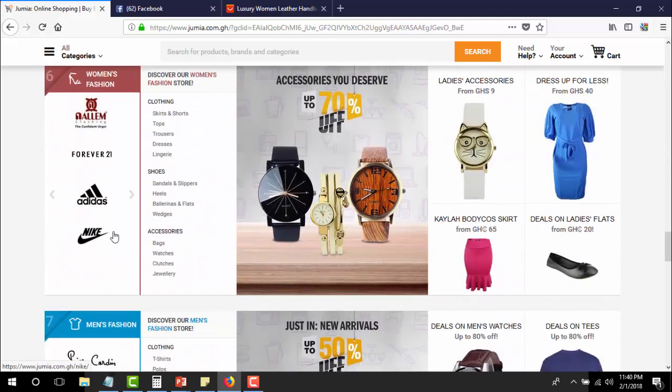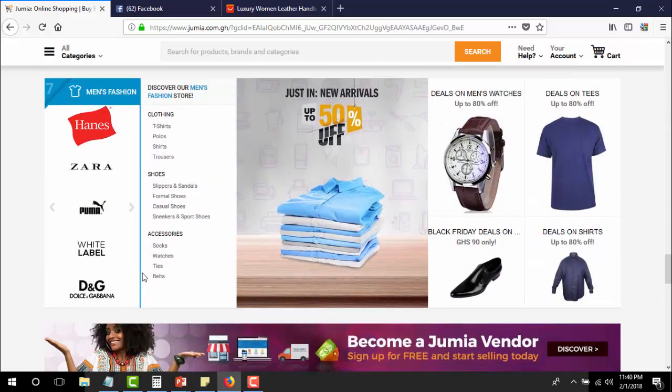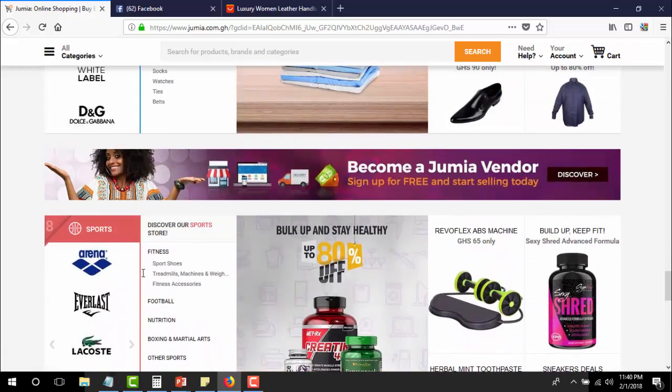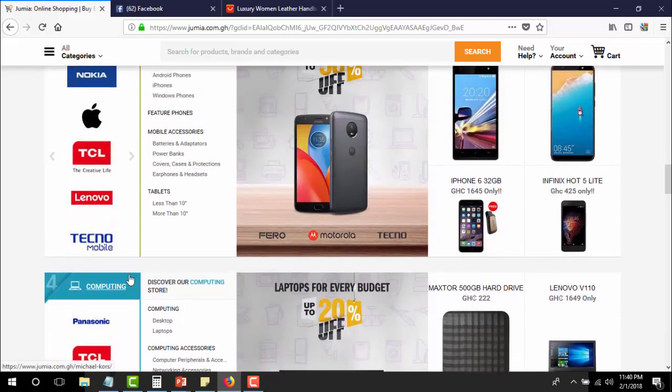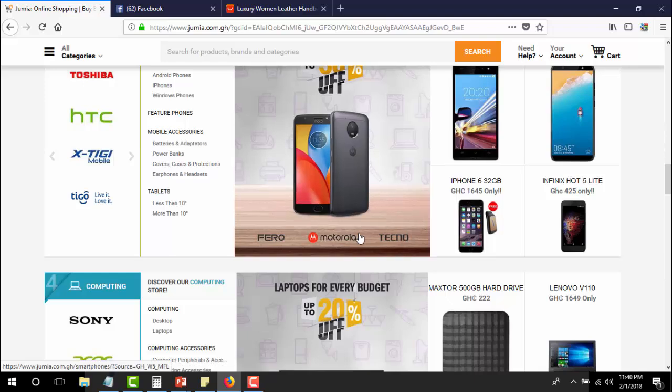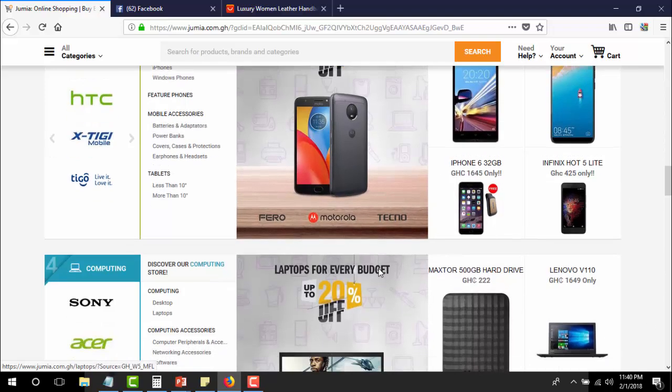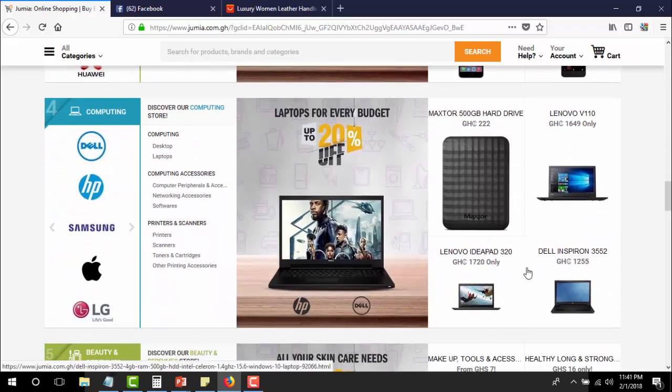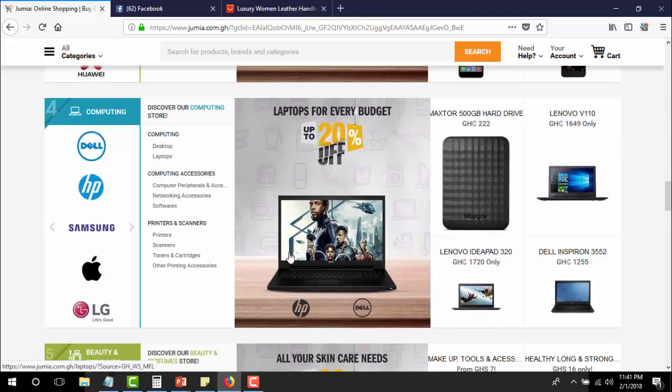Let me quickly alert or warn on this. Starting this business, don't go in for these electronic gadgets, phones and laptops for sale. It will not help you. It's high risk for a starter. Why do I say it's a high risk for a starter?